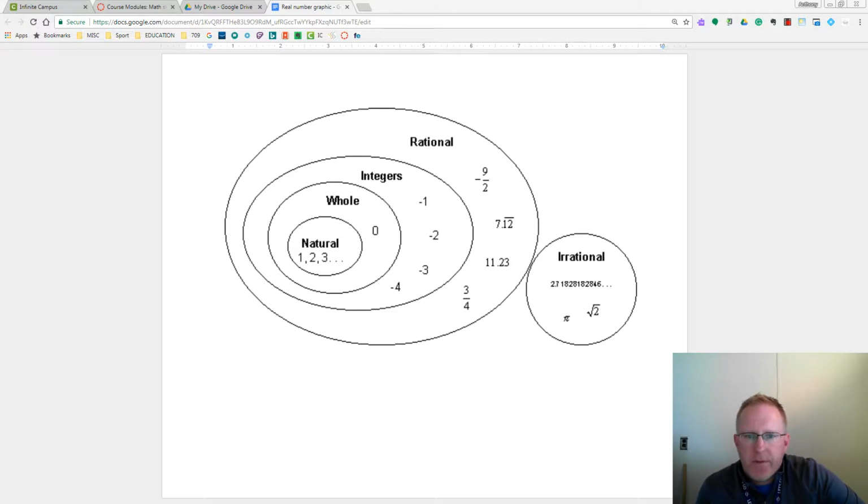The graphic in front of you, what we're looking at is a circle within a circle within a circle within a circle, right? So the explanation for this is that natural numbers are numbers that you can count. Think of 1, 2, 3. If you had peanut M&Ms laid out in front of you, you could count them.